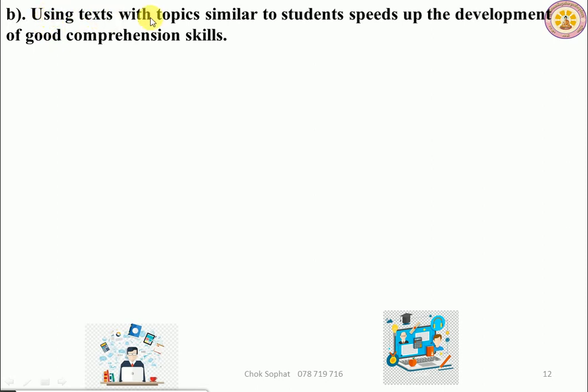Okay, B. Using text with topics similar to students speeds up the development of good comprehension skill. So when teaching reading or listening text, we have to choose the text that is similar to the student level. So it will motivate the student to learn more, and it can speed up the student learning, especially can develop the comprehension skill.